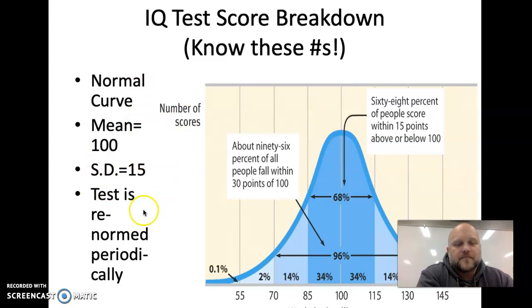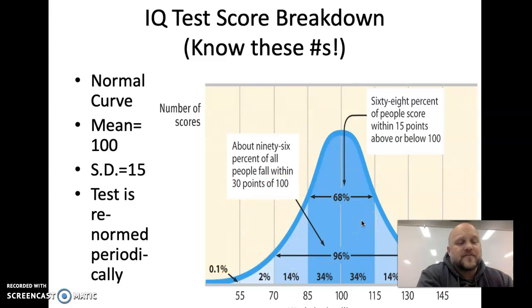So if that's the average, what percent of scores are within one standard deviation? 68% fall within one standard deviation. If it's 15, 100 minus 15 is 85, and 100 plus 15 is 115. So 68% of all people have IQ scores between 85 and 115.